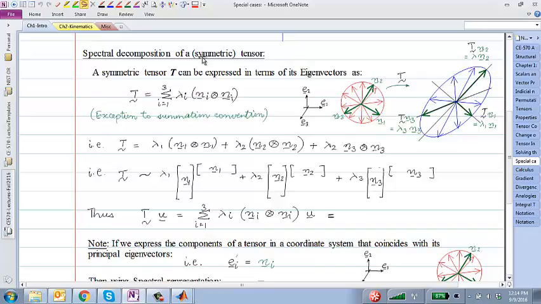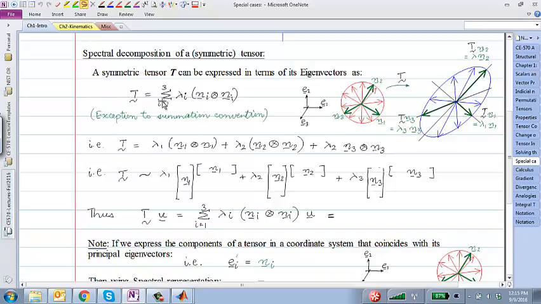Which three parts? Three parts such that they are all characterized by three individual tensors that are formed by its eigenvalues and eigenvectors. So we can write any tensor in this form, which is equal to the sum of lambda_i n_i dyad n_i, where lambda_i and n_i denote the eigenvalues and the eigenvectors.